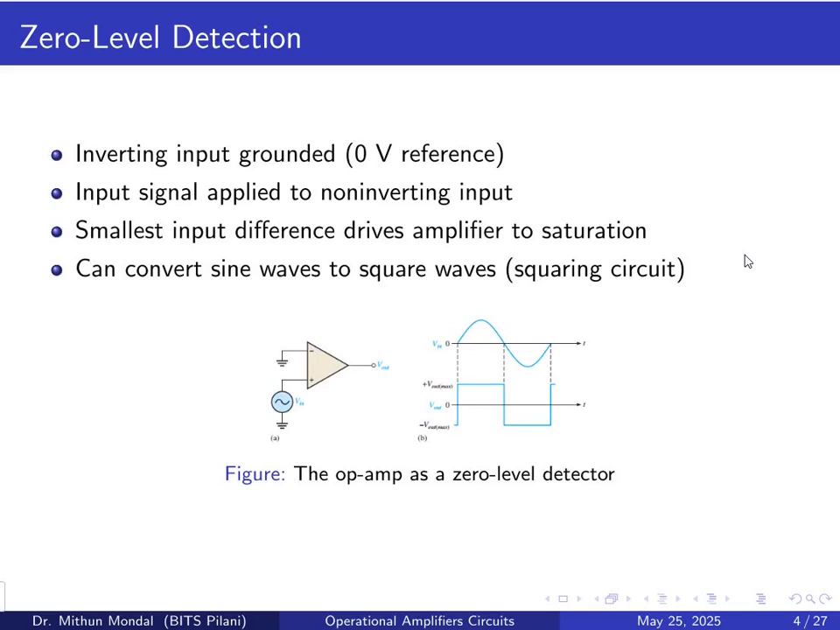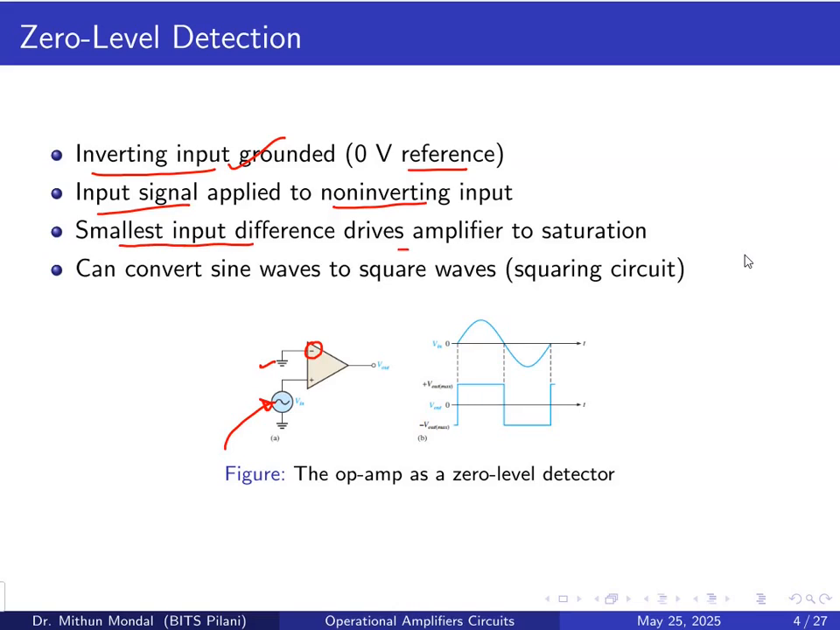The zero level detector is one of those comparators. Here the inverting input is grounded. You can see here the negative terminal of the op-amp is grounded, so we say the inverting input is grounded or at reference. The input signal is applied to the non-inverting input.